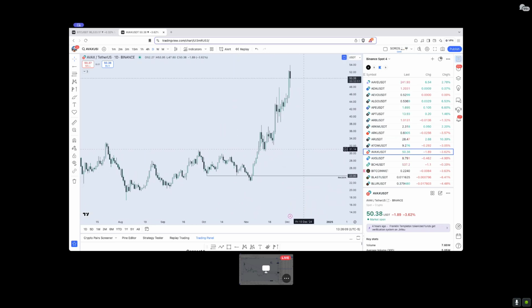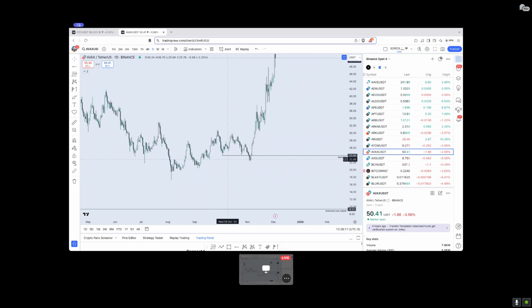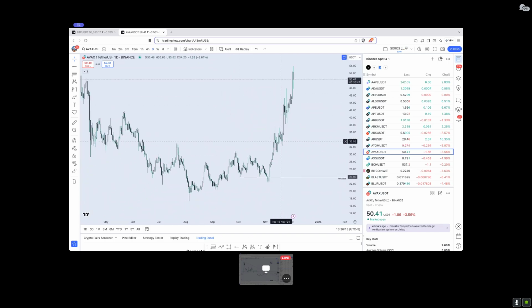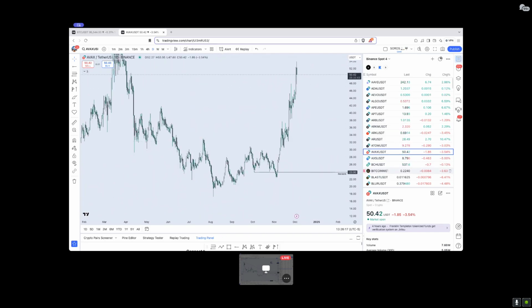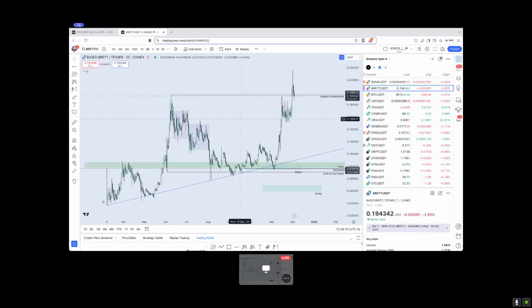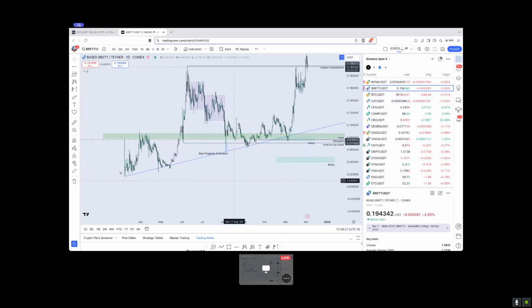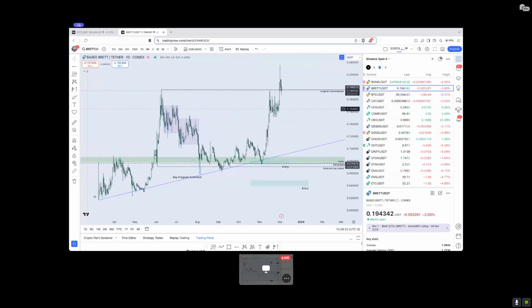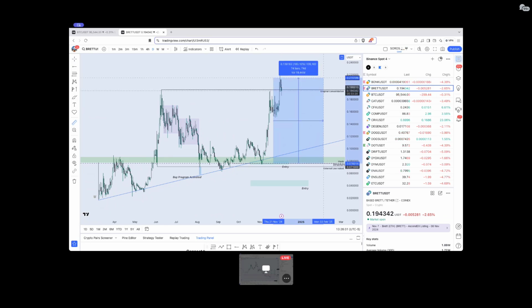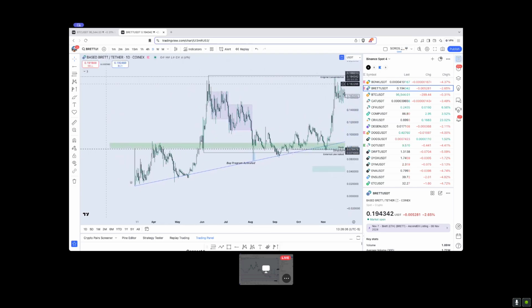AVAX was a clean long. No reclaim. Brett went to all-time high. So this played out. This is another coin I put in my channel from this structure. When they took these lows, that was the entry to that high. So 157, but so far 210% move. Beauty.